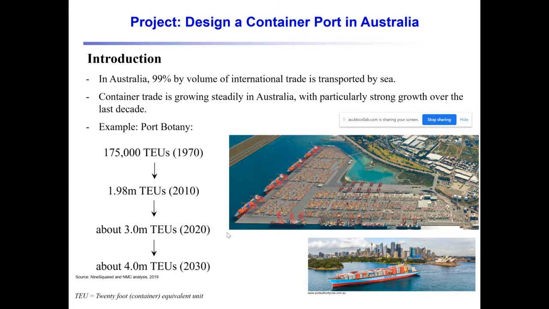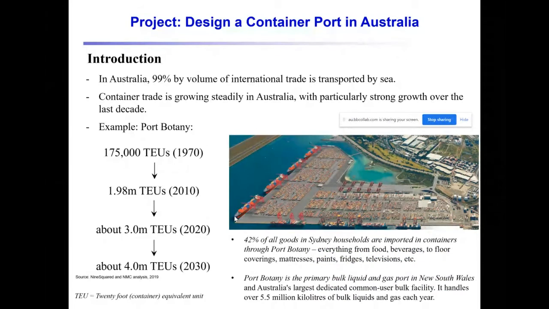So what does it mean? It means that all the time we need to develop new container ports for the country. We need to expand the existing container ports for the trade, for import and export trades. And this is a very critical infrastructure project in Australia.